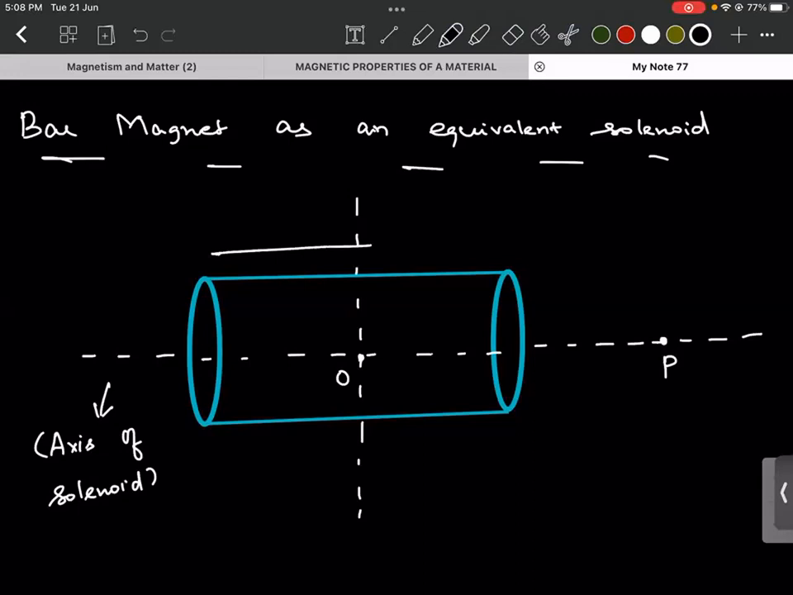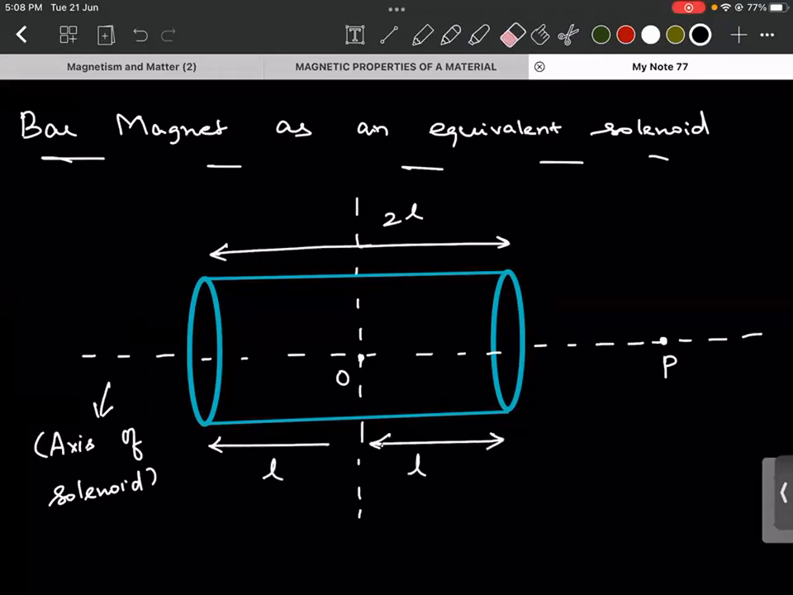If I take the length of the solenoid to be 2L, then the solenoid is broken into two parts. One is L and the other part is also L. From the center, this point P is at a distance R. Is this point clear? Any doubt in this?